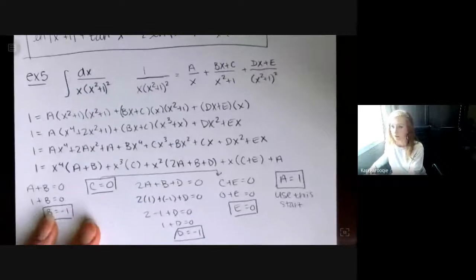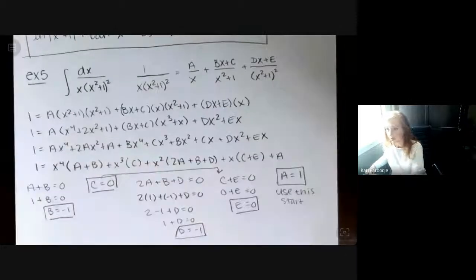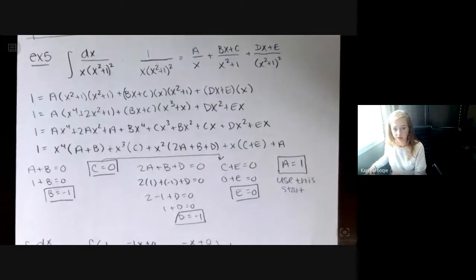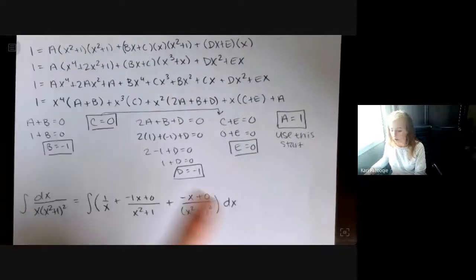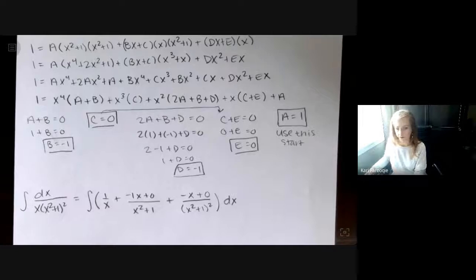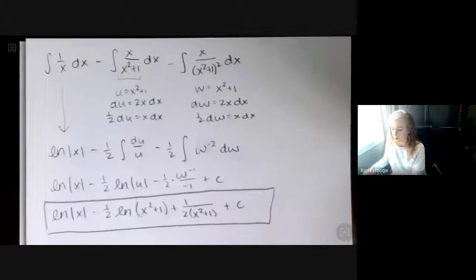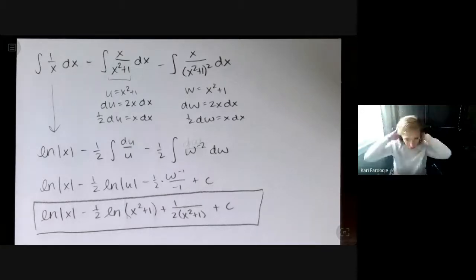So we started out up here with a linear factor and a repeated quadratic, set it up as such, and then we just multiplied through each term to clear the fraction using the LCD. We equated coefficients. We luckily had some situations where we were easily able to solve for those variables, substituted back into our original integral, and then we had a series of Calc 1 integrals that we were able to evaluate using natural log and u substitutions.